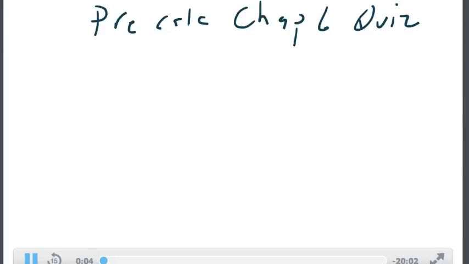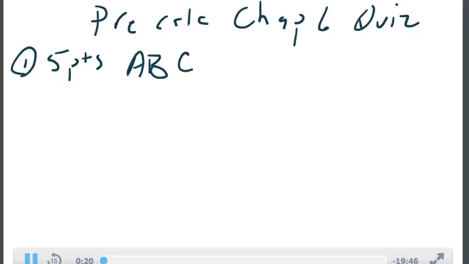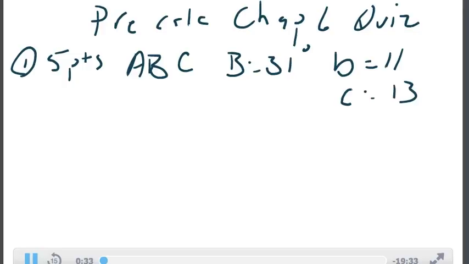Here are the solutions and grading for the Pre-Calculus Chapter 6 quiz, and it goes like this. Problem number 1, for 5 points, is a triangle ABC with B equals 31 degrees. Side b is 11 and side c is 13. First thing is a sketch.